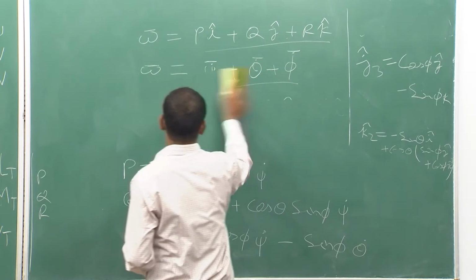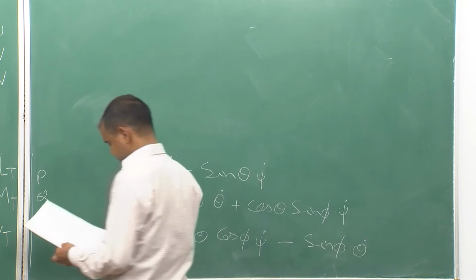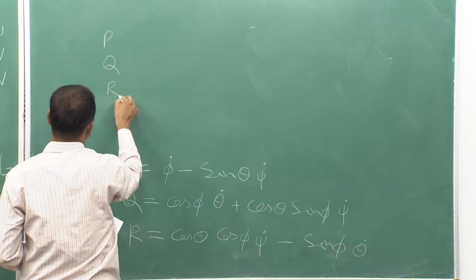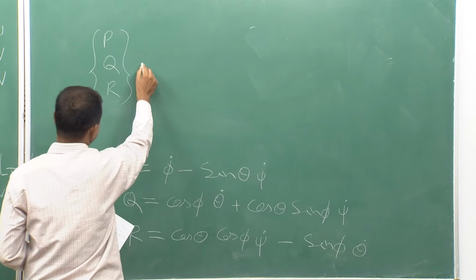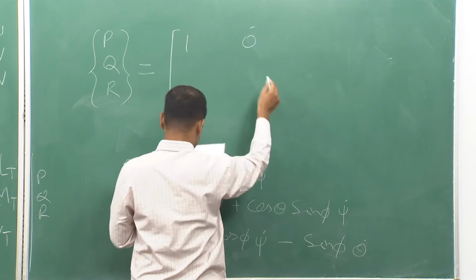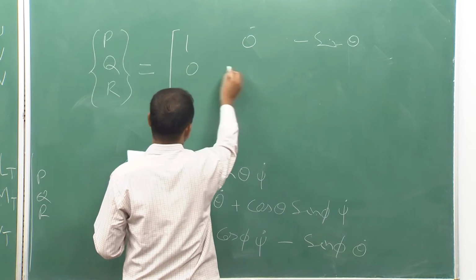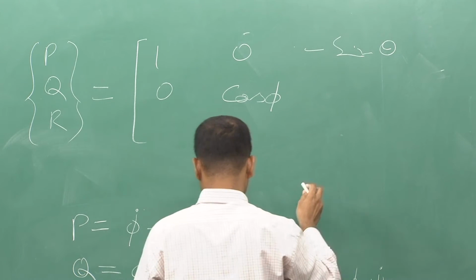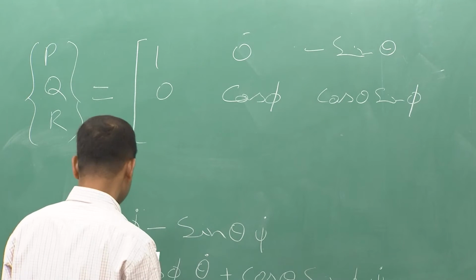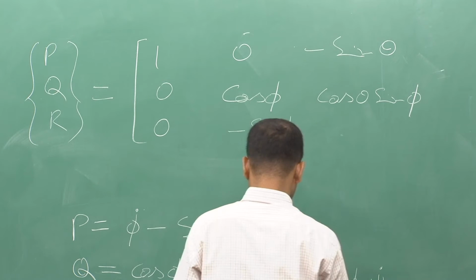And if I write it in a matrix form, I can write P, Q, R is equal to the matrix: 1 0 minus sin theta, 0 cos phi cos theta sin phi, and 0 minus sin phi cos theta cos phi.